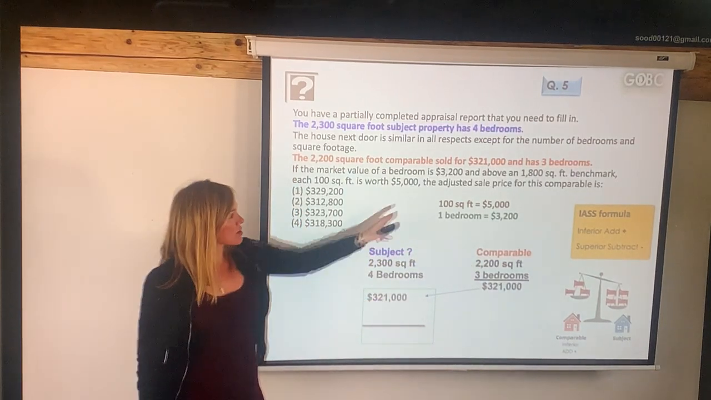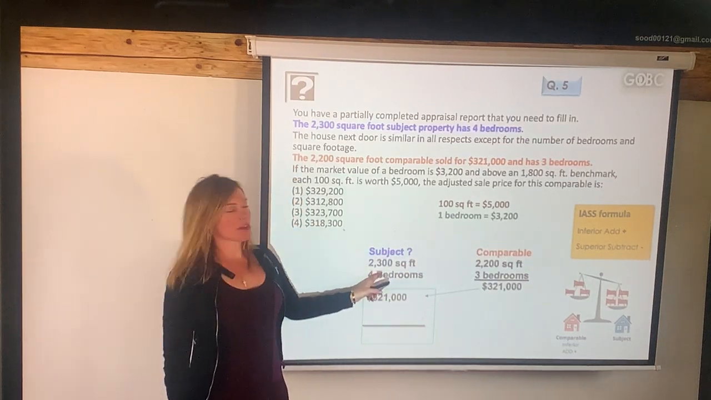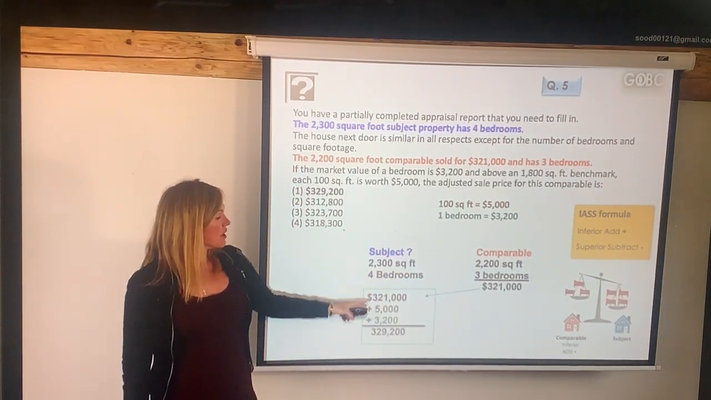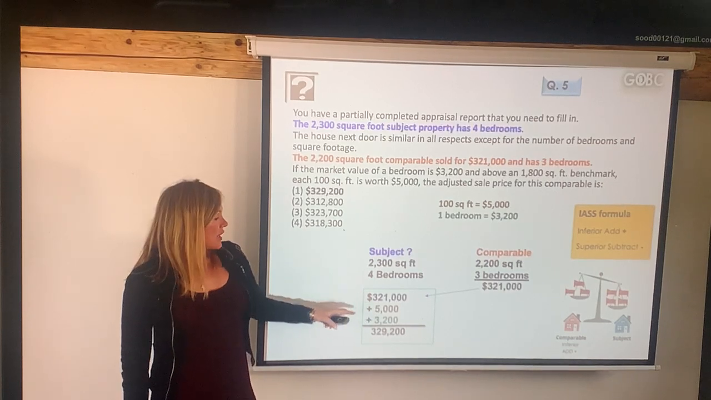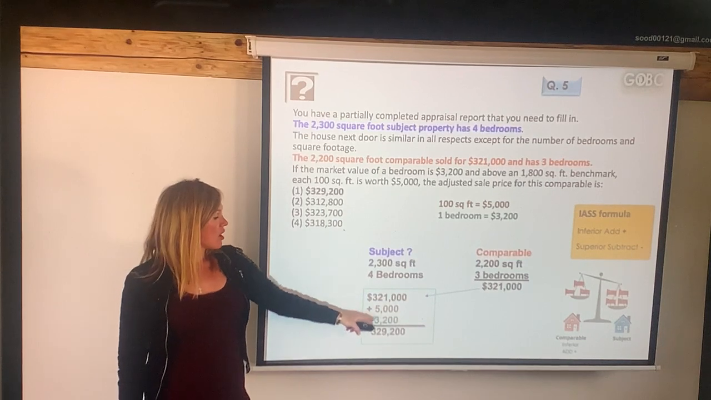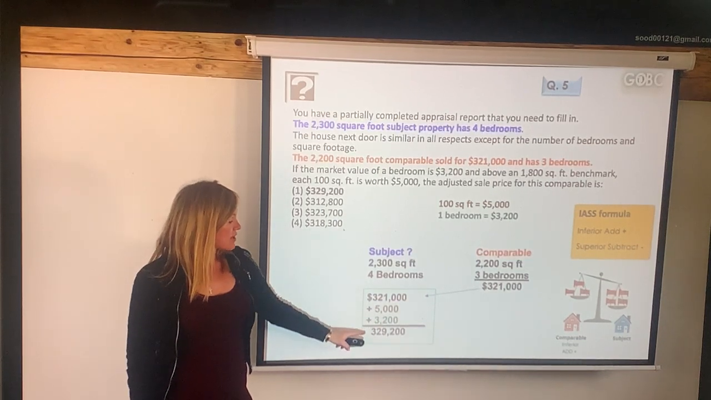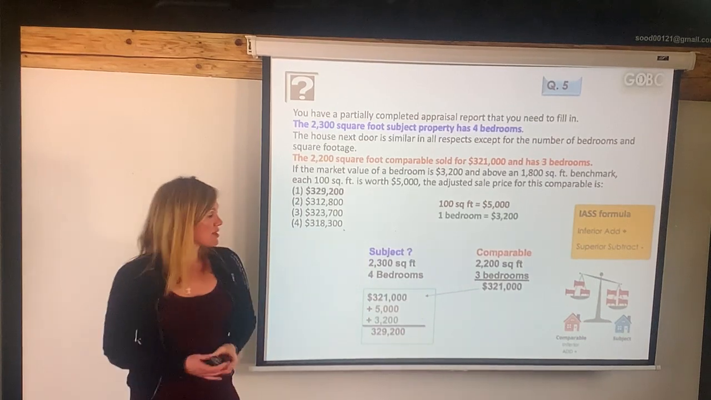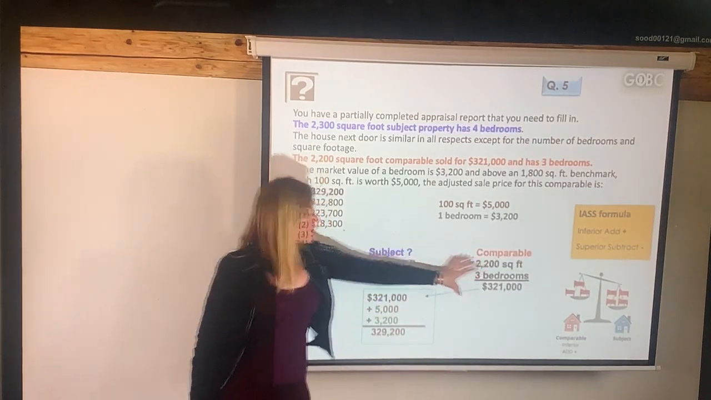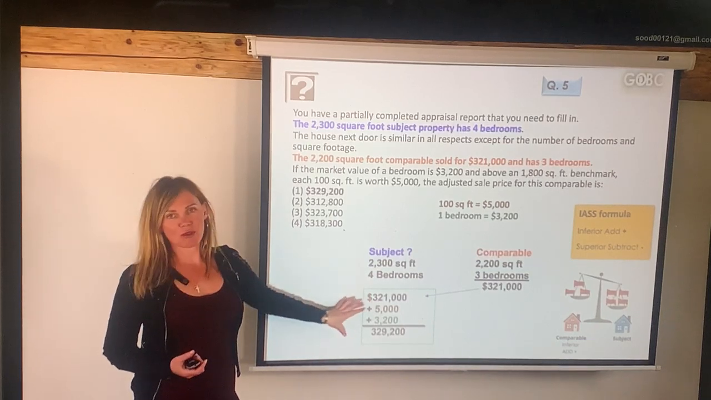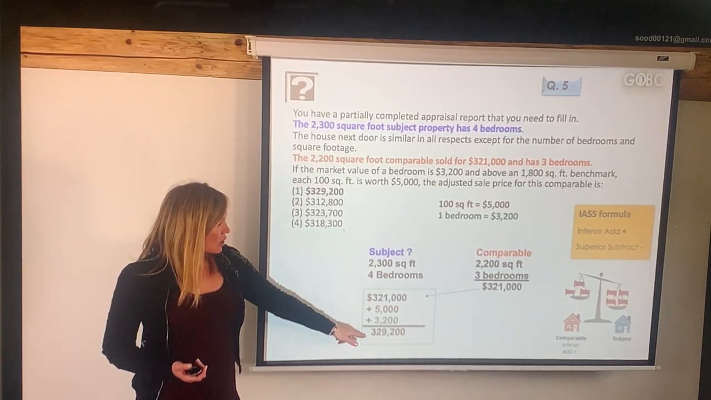So each 100 square foot is 5,000. How much difference? 2,300, 2,200, so it's 100 square foot difference. So 5,000 will be added, inferior add, okay? And then another bedroom difference. The comparable, again, is inferior, so you have to add $3,200 for one bedroom to that price, and it will come up to $329,200 as the price for the subject property, right? So basically, I'm playing with the numbers from the comparable, and if my comparable is less than the subject, if it's inferior, then I'm going to be adding to the price of the comparable, and this way, I'll know how much my subject is worth.